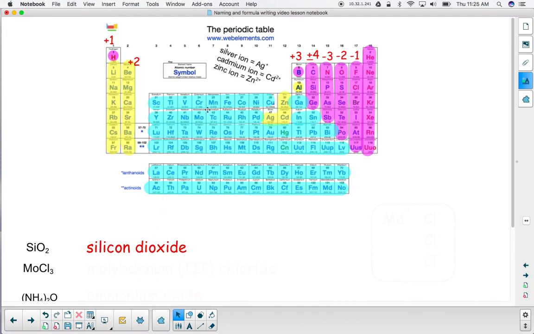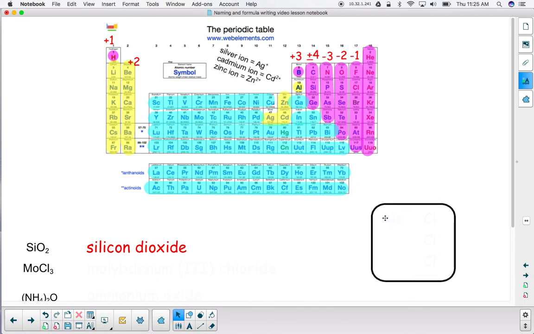Our next example combines molybdenum, which is right here, with chloride, which is over here. Because molybdenum is in the blue region of the periodic table, we're going to need a Roman numeral to specify the charge on the molybdenum. To help us out here, we're going to do a fill the box.